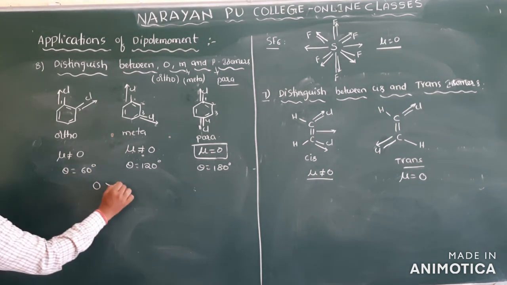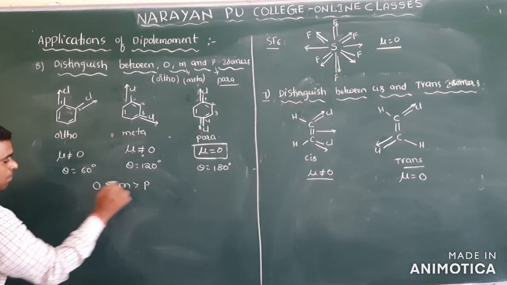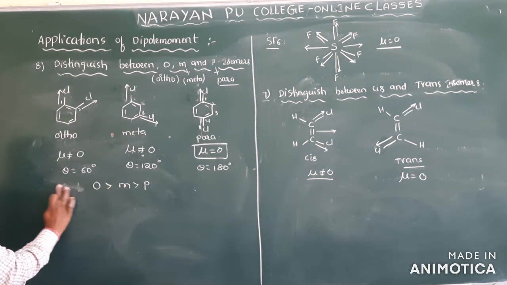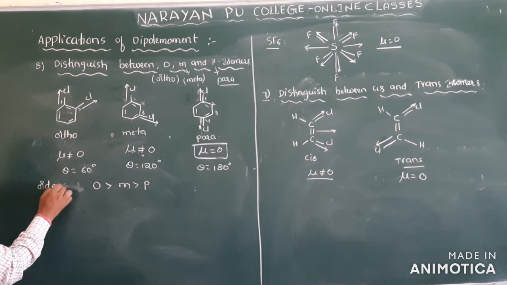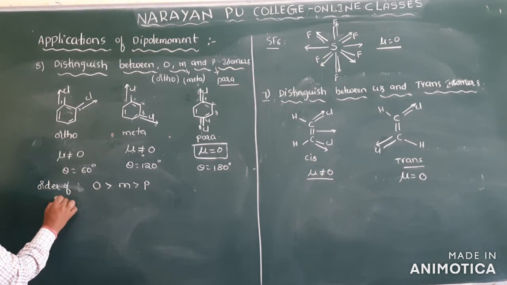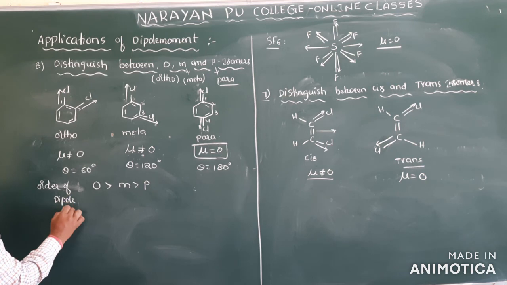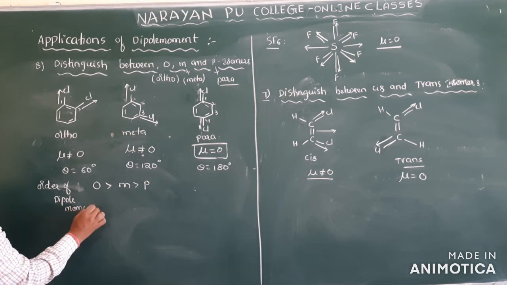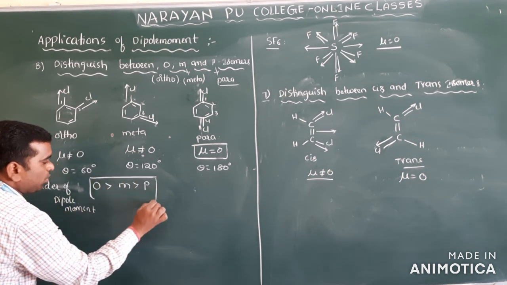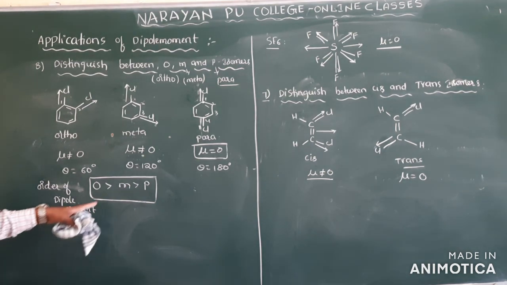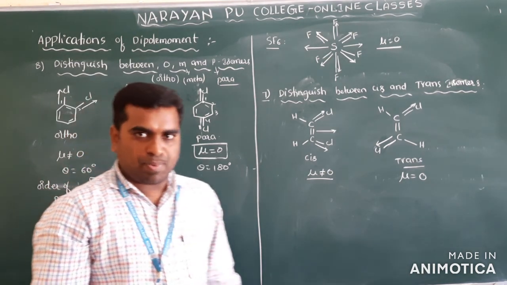Ortho is having more, and then meta, and then para. This is the dipole moment order. What is the order of dipole moment? The order of dipole moment is ortho greater than meta greater than para.